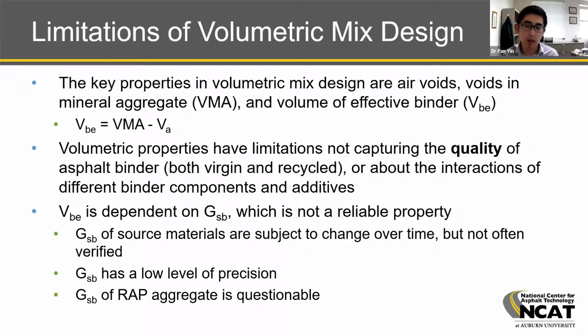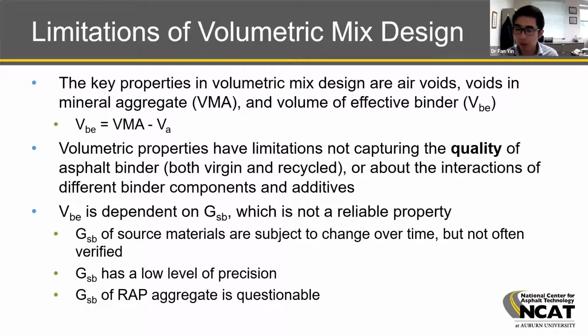If that's the case, do those VMA or VBE numbers still make sense? Also, Gsb has a low level of precision. Even though this is a well-established standard with a precision statement, even a small difference that is allowed per the specification can have a huge impact on the VMA. In some cases, if I change the Gsb a little bit, I can go from a passing mix design to a failing mix design, which is very arbitrary and not scientific.